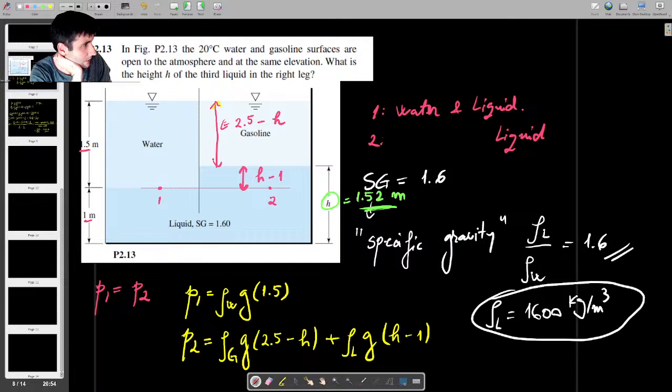Fuel gauge for a gasoline tank in a car reads proportional to the bottom gauge pressure. Okay, so the fuel gauge of a gasoline tank in a car is proportional to the bottom gauge.